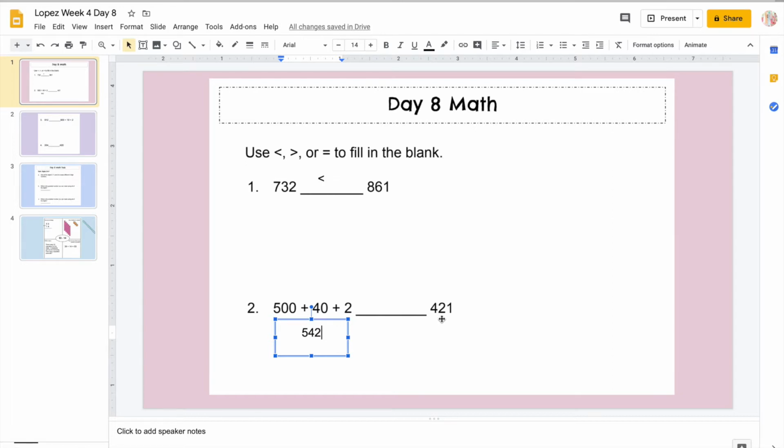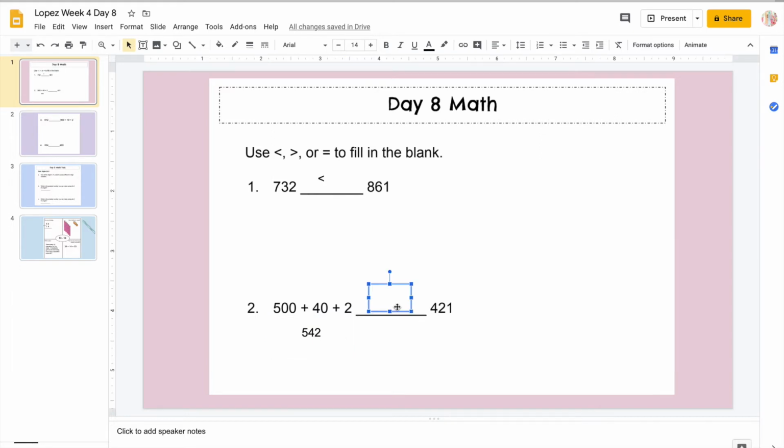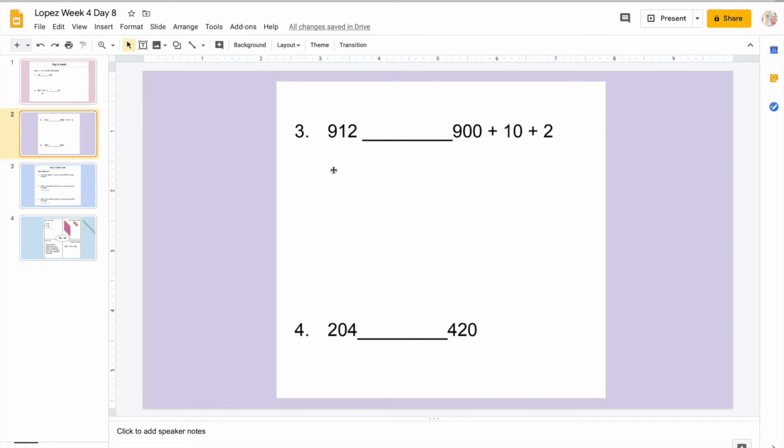Again, we are going to start with comparing the number in the hundreds column. Here we have a 5, here we have a 4. No need to even move on to the tens, because we are able to compare these based on just the value of the digit in the hundreds column. We know that the 5 is greater than 4, so that tells us that 542 is greater than 421. Moving on, we have a couple more of these.